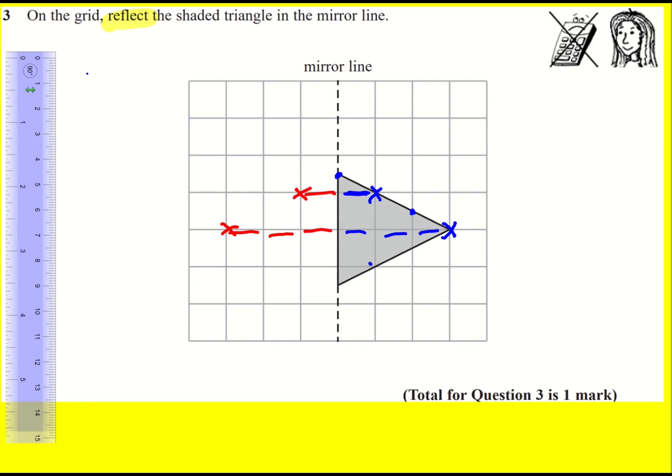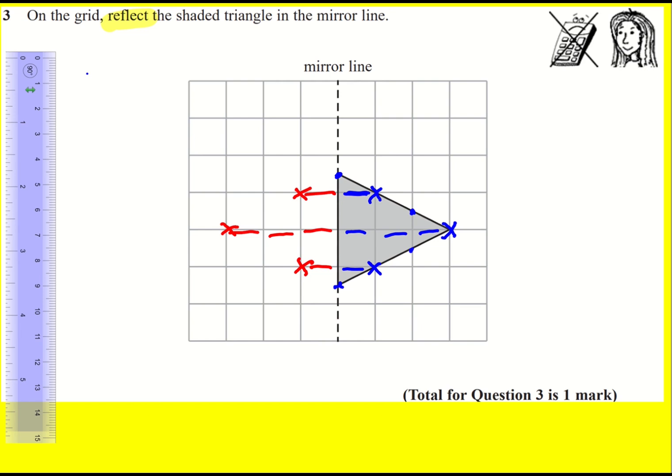Same with this point. This is actually on a cross on the grid behind, whereas this point here and this point here are not. So this cross here is 1 square from the mirror line, so I'm going to go 1 square from the mirror line on the other side, and now this red point here is a reflection of the blue cross on the right.